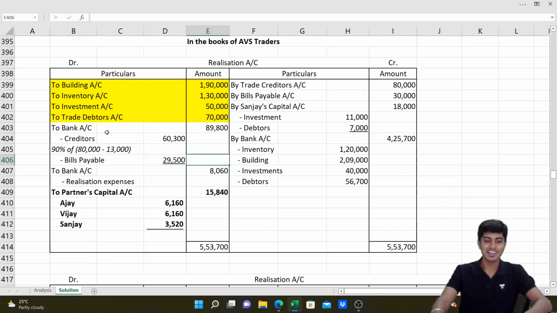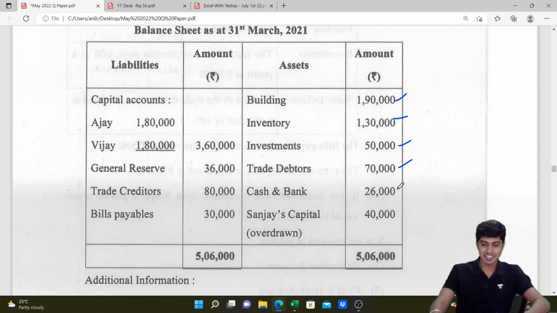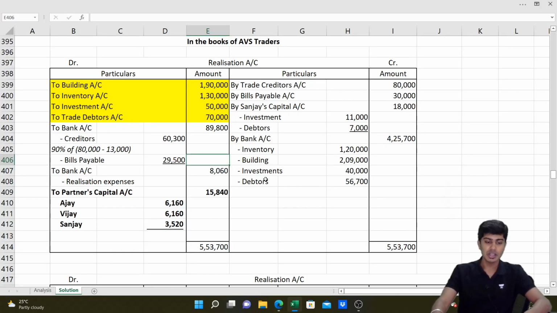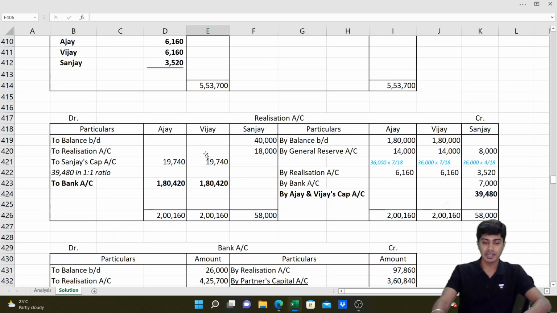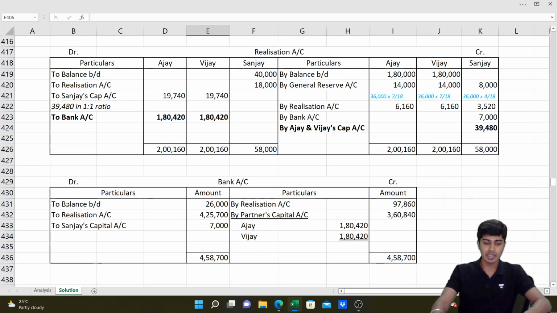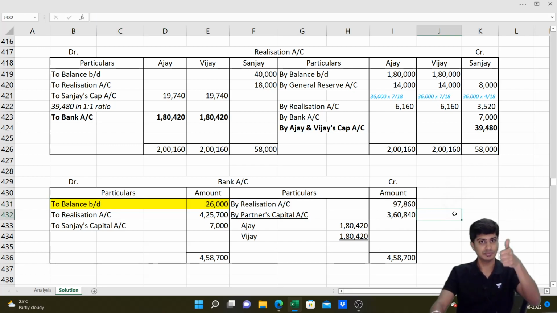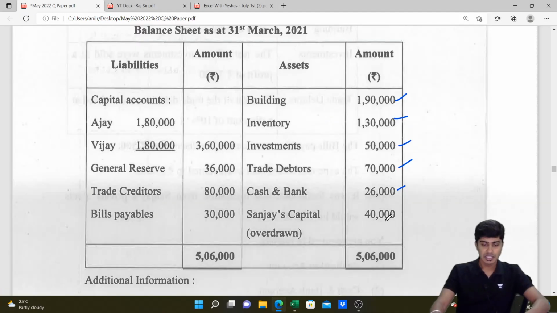Fine. So trade debtors written. Then there is cash and bank balance of 26,000. What do we do with this cash and bank balance of 26,000? We'll not write it here. We'll open a separate ledger called bank account. In that I'll write 'To balance brought down 26,000'. Done. Very nice.